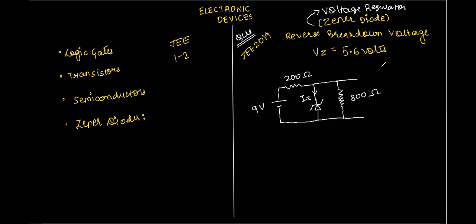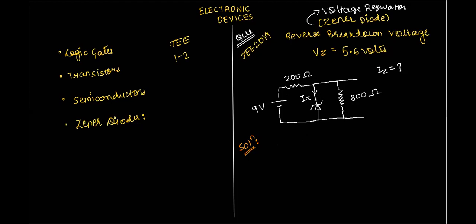Now you're supposed to find out the value of IZ, that is the current going through the Zener diode. Class, this is one of the most beautiful concepts. Once again, I would say this is one of the most beautiful concepts because see here, it brings into application the concepts we have read in the chapter current electricity, also apart from the semiconductor concept. So class, we all will see here that we have a circuit.